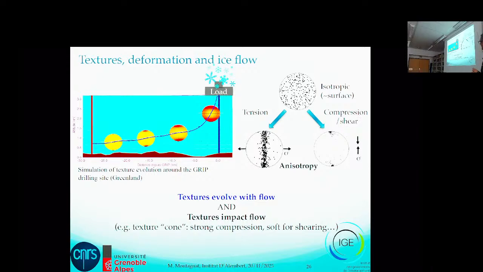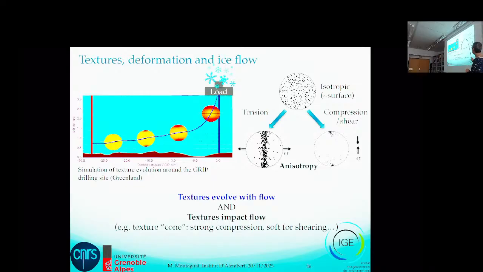And from what we observe, we can say also, so this answers the question before, which kind of mechanism we had. So when we have this type of texture in the shape of a girdle, so this is what we observe in Vostok, for instance, we know that the ice was submitted to some tension, uniaxial tension mostly. And this can be explained also by the shape of the area where the Vostok ice core was drilled. And when we have this kind of very concentrated texture, we know that ice has been mostly deformed by compression or shear.